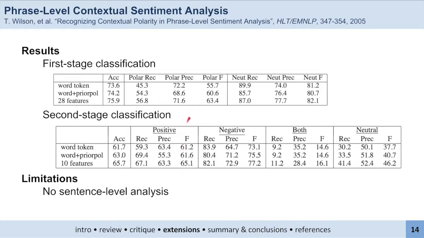And here are the results. In the first stage classification, their classifier improves F measure for both polar and neutral words, but it also loses precision for polar words and recall for neutral words. The same thing also happens in the second stage classification. Their classifier improves F measure for all classes, but it always loses either precision or recall. Besides, this paper is limited in phrase level analysis. It doesn't have any sentence level analysis.